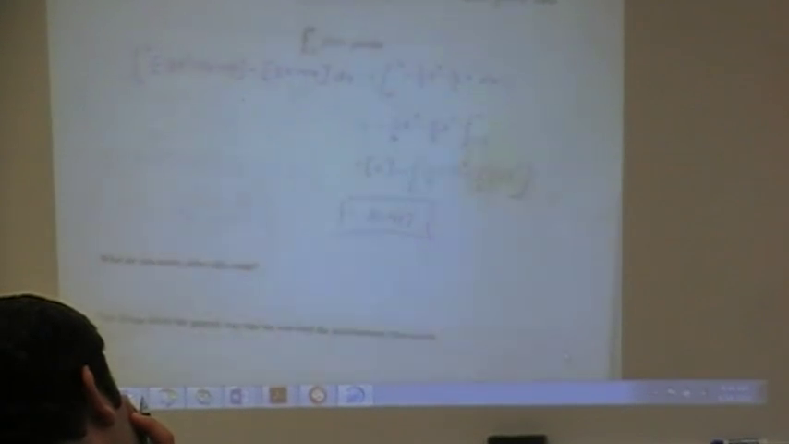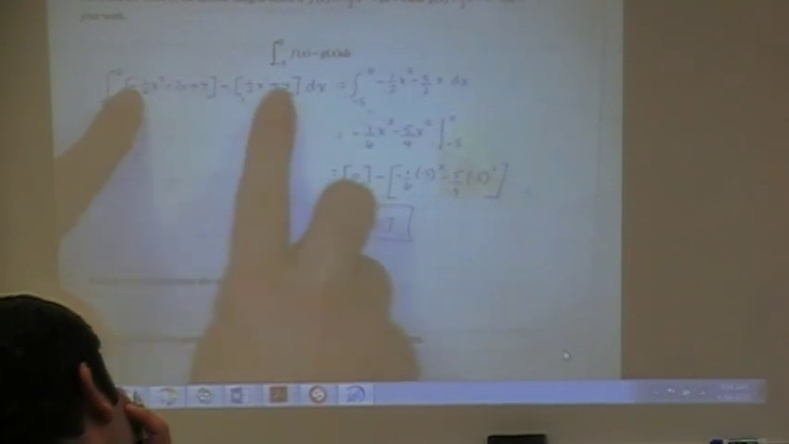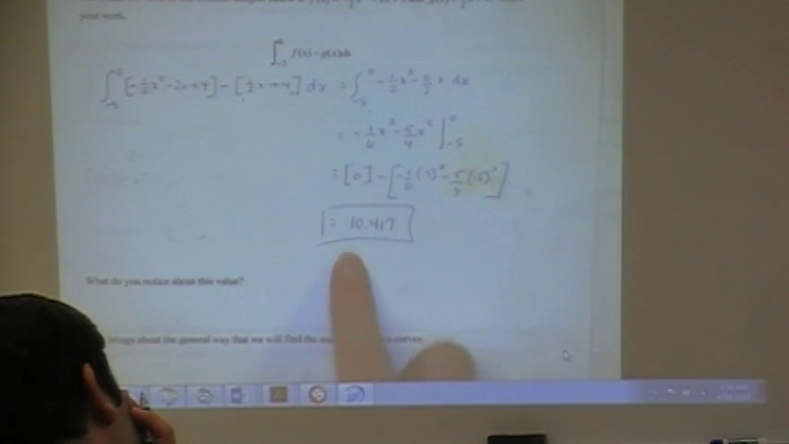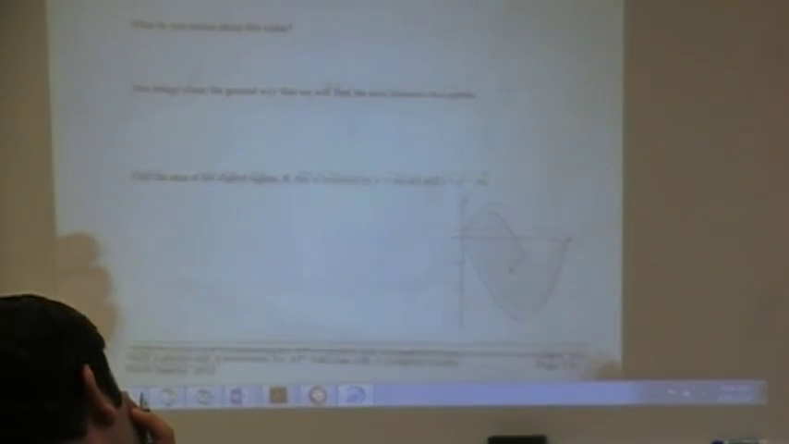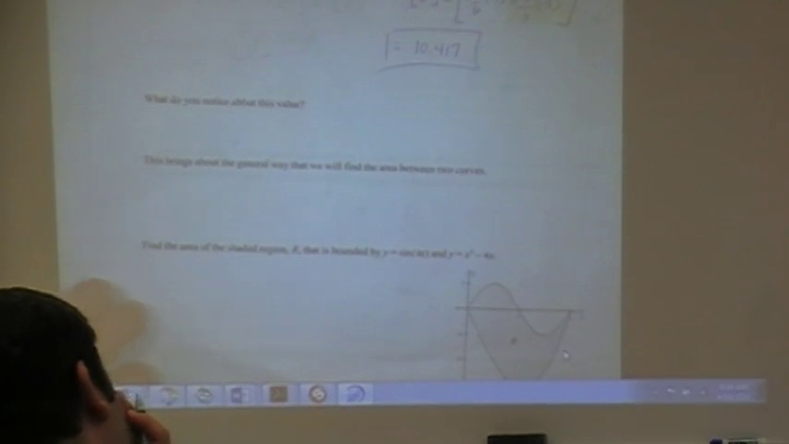Then we just found the antiderivatives and subtracted them. So f of x minus g of x, that would be the parabola minus the line. We simplified that, then took the antiderivative, and in fact we get 10.417. Okay, so what do we notice about that value? It's the same as the other one.